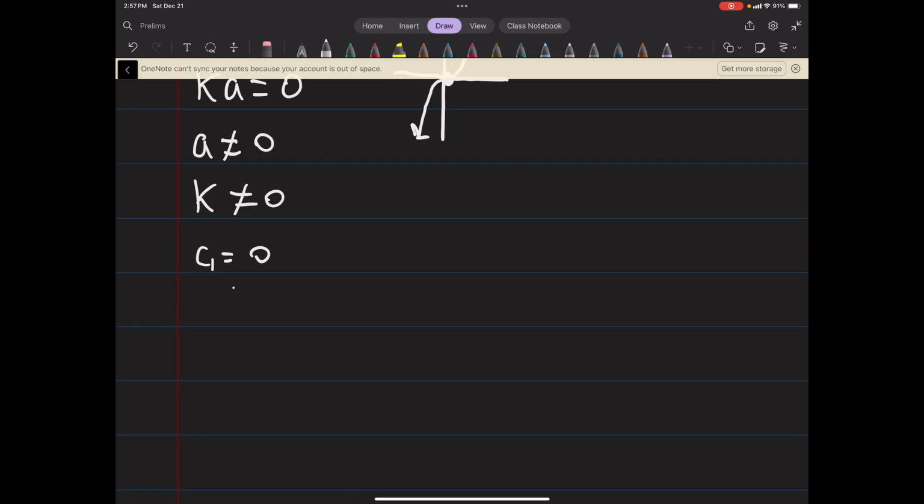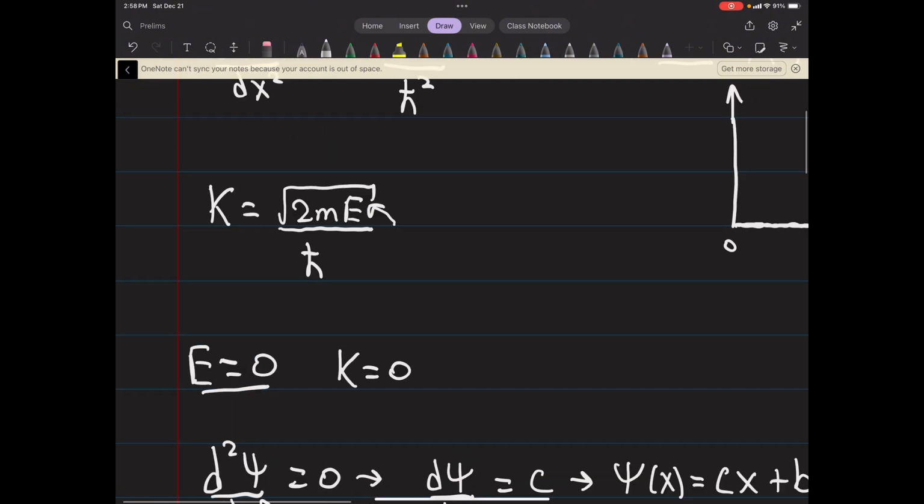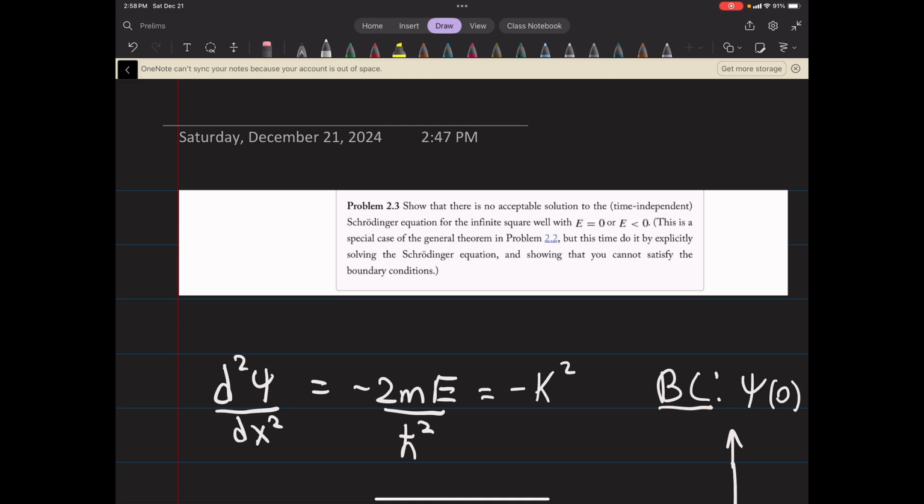But just like before, that leaves us with the trivial solution, psi equals 0, which is not what we're looking for. So that is showing that these energies are not allowed. They're not solutions that we're looking for from Schrödinger's equation.